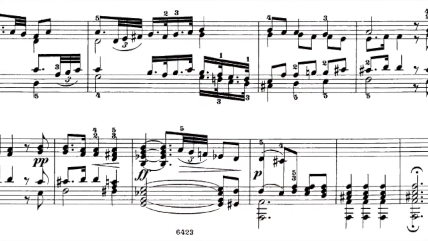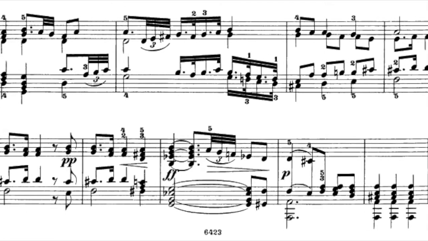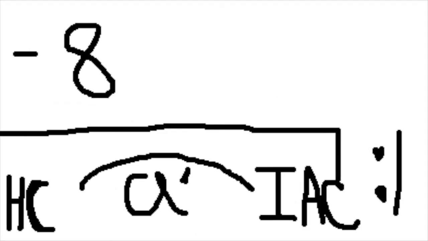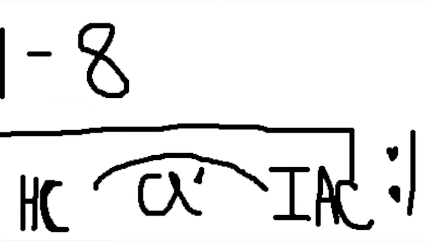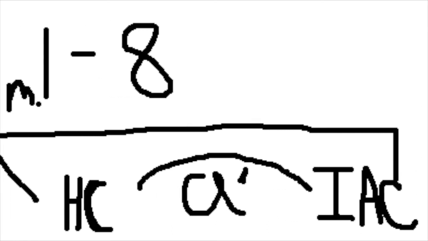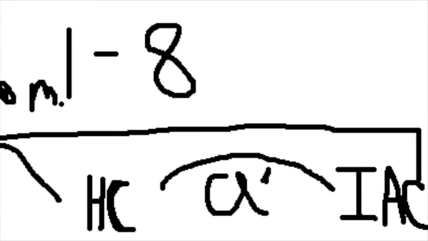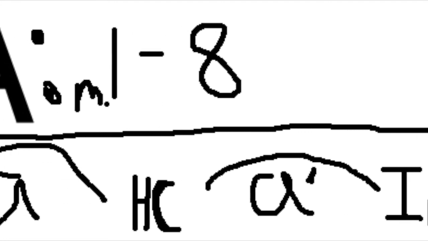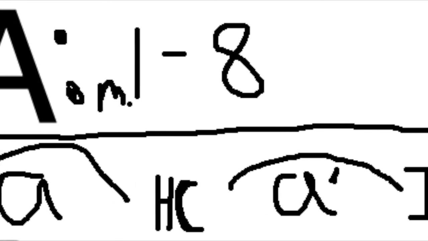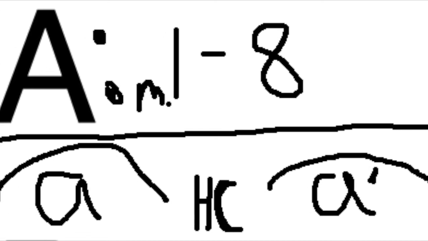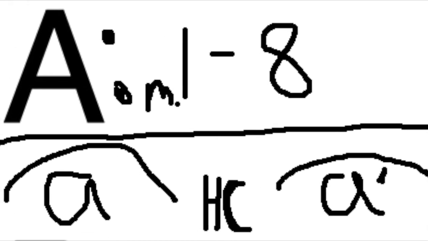So for the phrases, you have to label each accordingly in the diagram. So the phrases in section A would be labeled lowercase a and lowercase a prime to indicate that they are similar but not exact. So basically what that means is that they're a parallel period, they're very similar phrases, they have very similar material, but one may end with a half cadence and the other may end with an imperfect authentic cadence or a perfect authentic cadence, etc. There's lots of different things that could happen there.